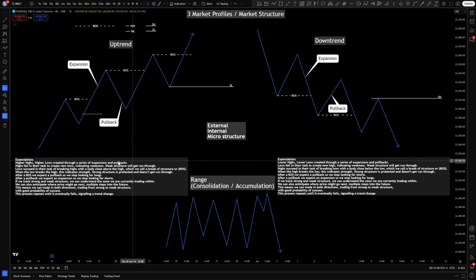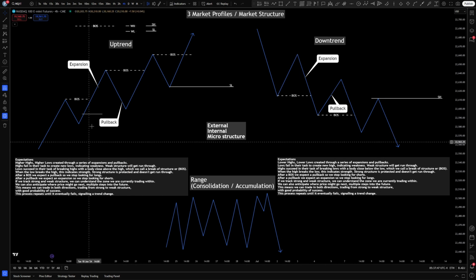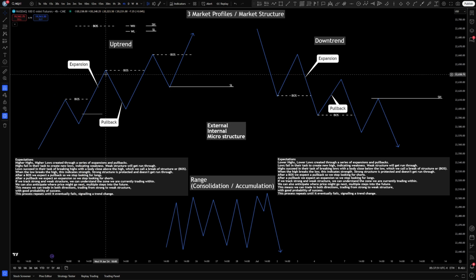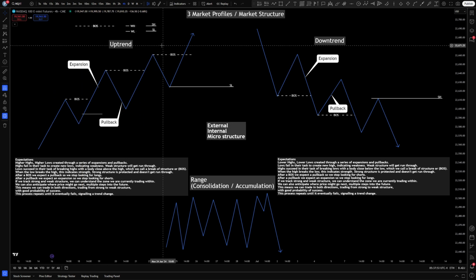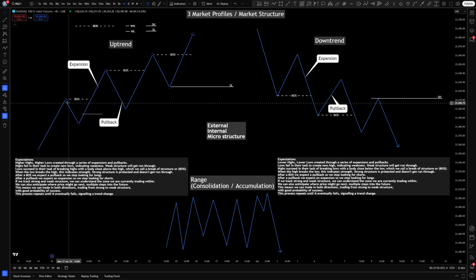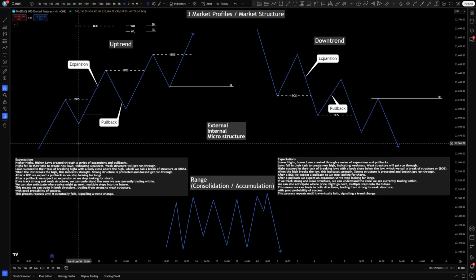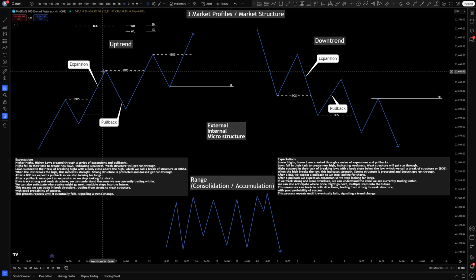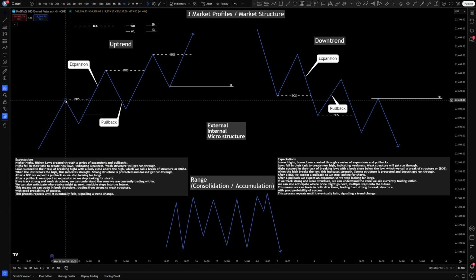So to wrap up the video, we're just going to quickly go through the expectations for the uptrend, because it's the same for the downtrend, just the opposite. What do we expect in an uptrend? We expect higher highs and higher lows created through a series of expansions and pullbacks. Highs are failing in their task of putting in new lows, whereas lows are succeeding in their task of putting in new highs. That makes failure weakness, and it makes success strength.